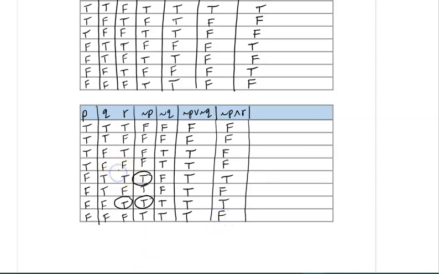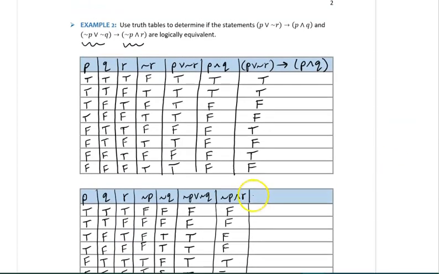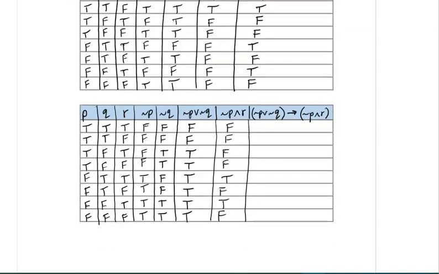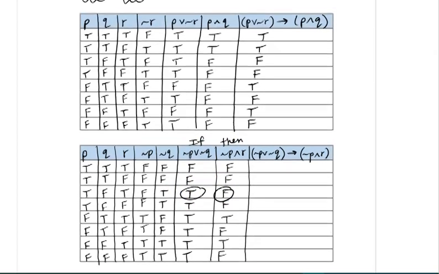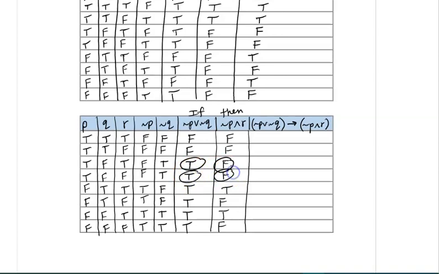All right, then lastly, we are going to make a column for the entire second statement, which is if the negation of P or the negation of Q, then the negation of P and R. So we're forming an if-then statement again. Which will be false if the antecedent is true and the consequent is false, which happens in those cases there. Otherwise, it's going to be true.